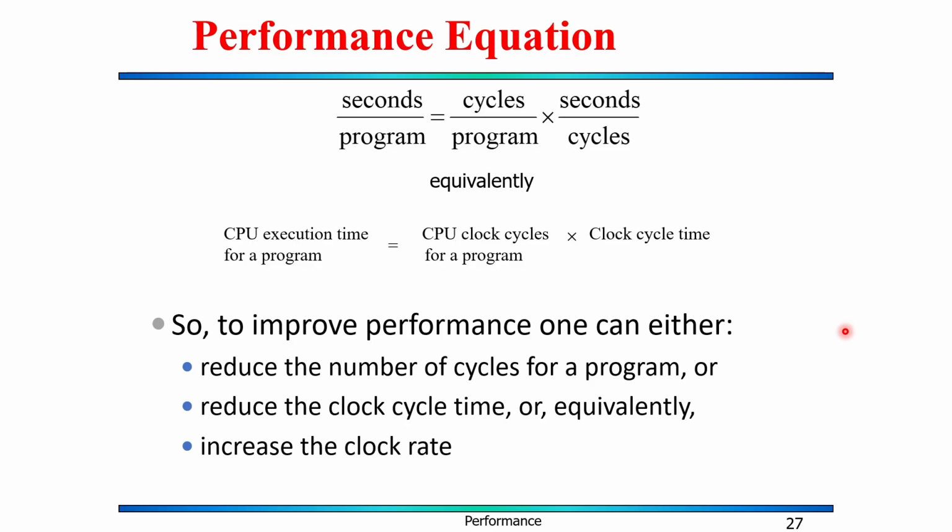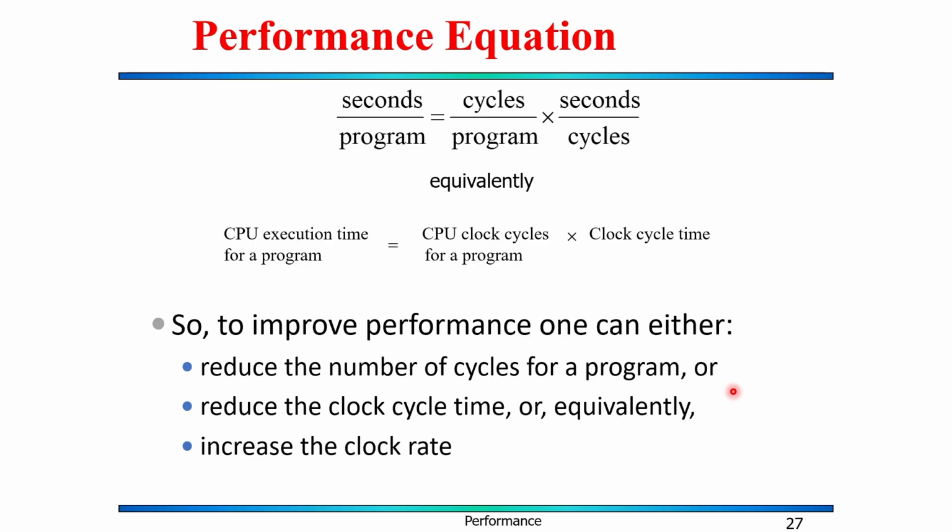So to improve the performance, we have three options. Option one is to reduce cycles per program. If we optimize the program or improve the architecture so that instead of 10 billion cycles it needs only 8 billion cycles, execution time becomes 8 billion times 0.5 nanoseconds, which equals 4 seconds. So performance improves by reducing the number of cycles. Earlier the example took 5 seconds, and now with reduced cycles per program, it takes 4 seconds. So we can save 1 second with this technique.